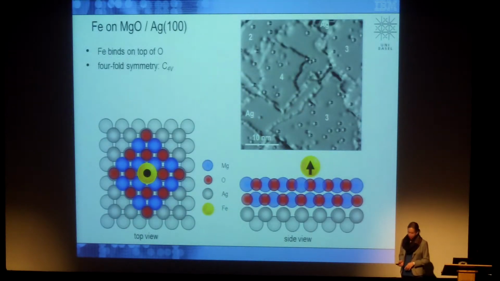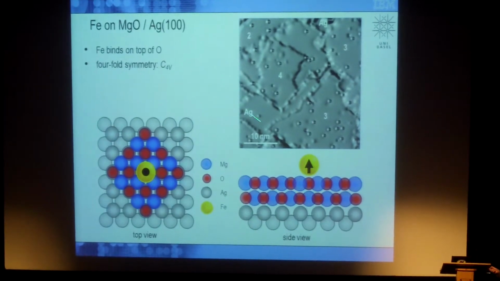We're using iron atoms on magnesium oxide. We have thin films of magnesium oxide. In fact, we have 2 monolayers of this thin insulating film, and we use this because we need to decouple our atom from the metallic substrate. In our case, the metallic substrate is silver.